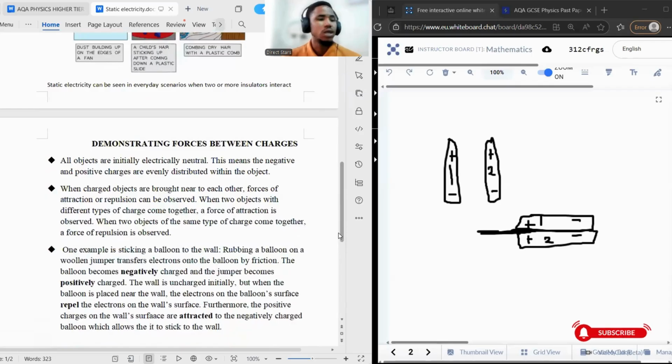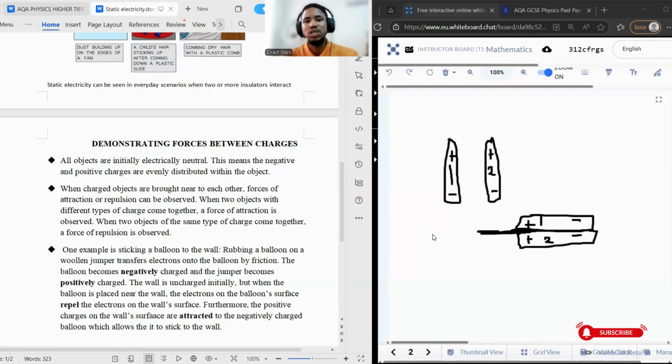Let me explain that. Remember, all objects are initially electrically neutral. Why? All objects have the same positive charge and negative charge at first. That is what we call evenly distributed. Charge are evenly distributed. But as time goes on, there are some objects that have more positive charge than negative charge. Why? Because of the surroundings, the environment, the weather, the electromagnetic waves, because of radiation. Yes, there are some materials that need to give out their negative charge so that the positive charge will be more than the negative charge.